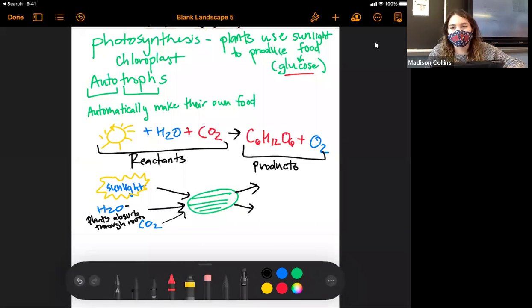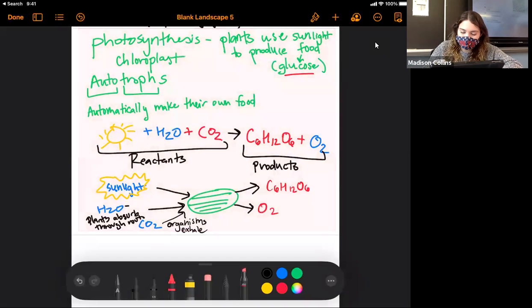So we exhale CO2 every time we breathe. Plants are able to absorb that and use it to undergo photosynthesis. This comes from us. Organisms exhale. All right. Now, those 3 reactants go into the chloroplast and 2 things come out. And those 2 products are going to be glucose, C6H12O6, and oxygen. C6H12O6 is, of course, glucose that we are then able to eat, and oxygen, which is super important because organisms need it to breathe.